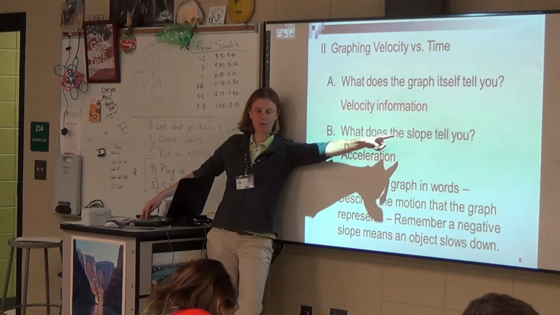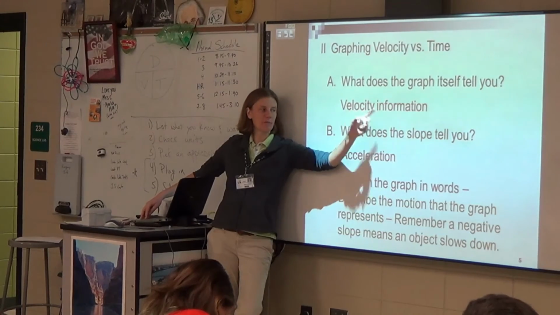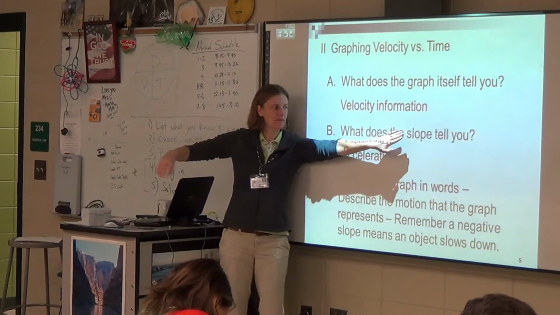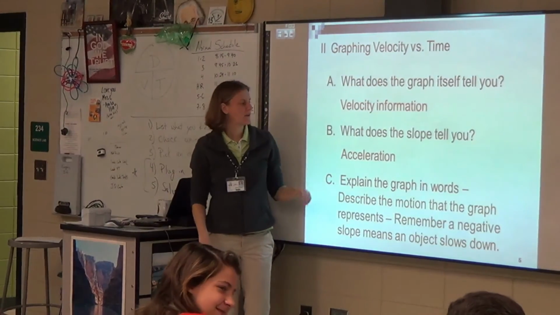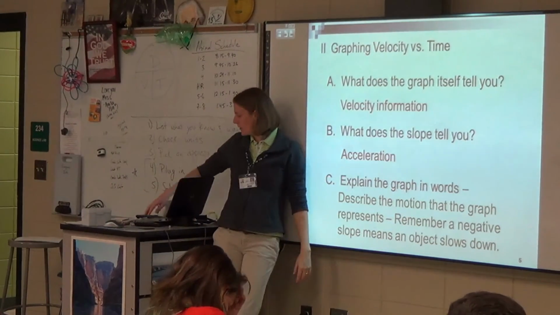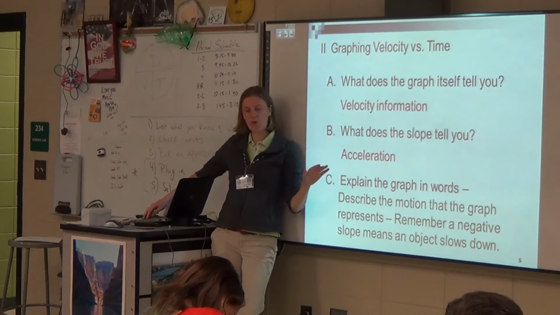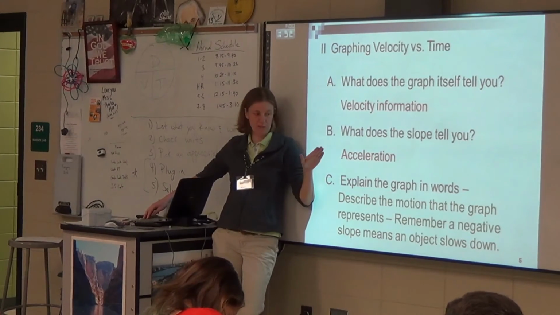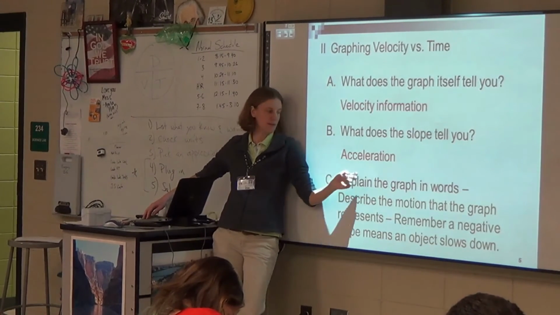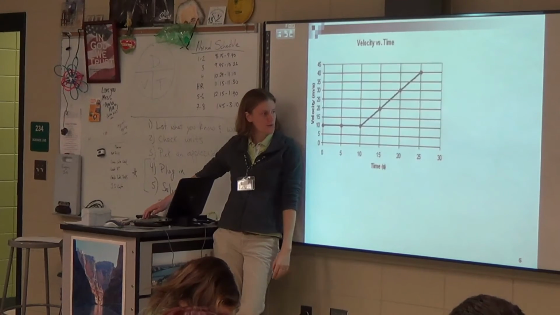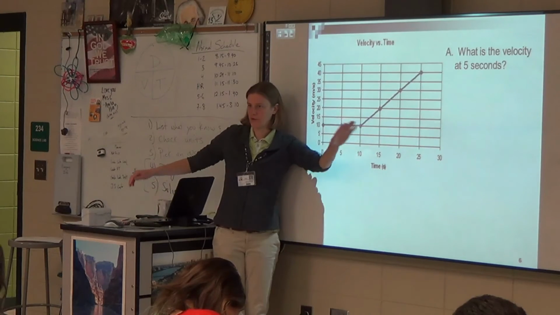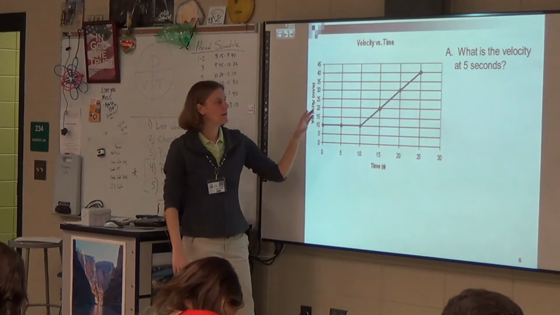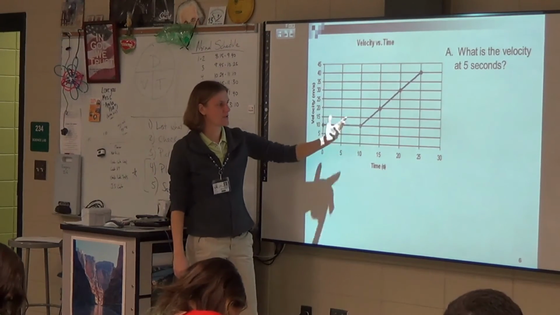This time, slope is not going to mean velocity. Slope meant velocity on a distance graph. If it's a velocity graph, an increasing slope would mean your speed is increasing. You are accelerating. You're speeding up. So acceleration will be the slope. Okay, so we'll do these questions the exact same way. Just realize it's a slightly different graph now.